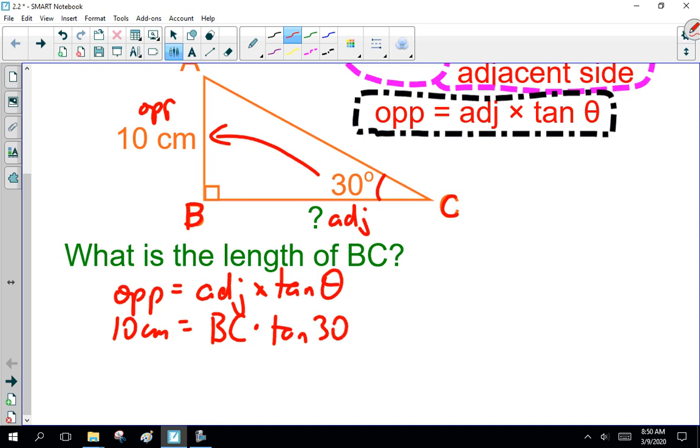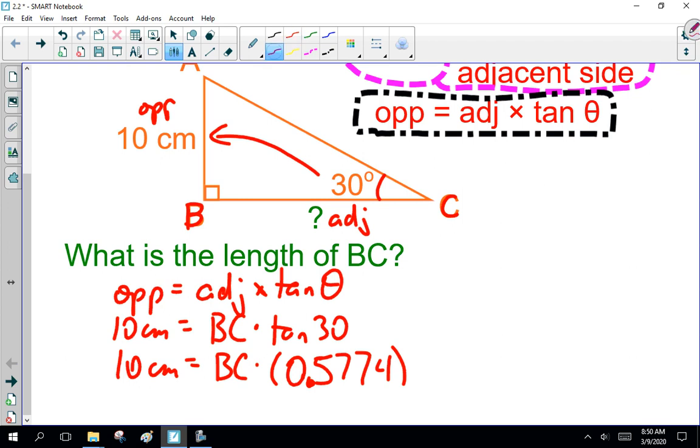Now, grabbing Mr. Calculator, tan of 30 is 0.5774, call it 4. 10 centimeters is BC times 0.5774. Now, a couple of things. Note, I go to 4 decimal places with the tangents. Now, to find side BC, divide both sides by 0.5774.